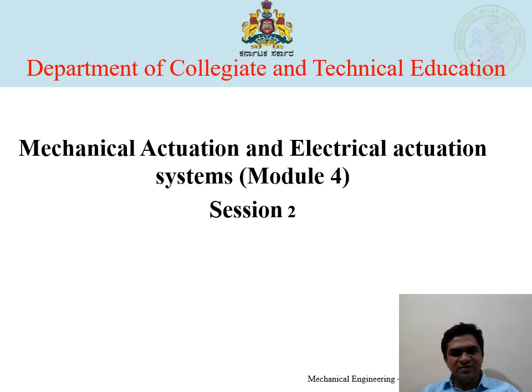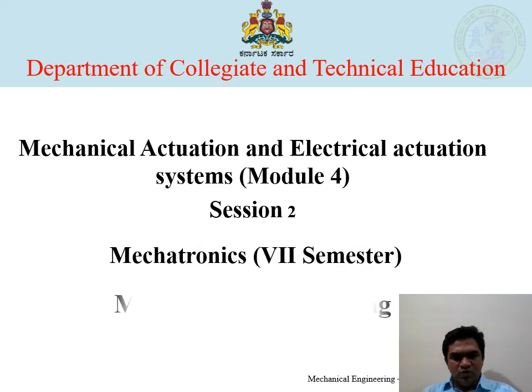We have different types of mechanical actuation systems and electrical actuation systems. In mechanical actuation systems, we have gears, cams, and belt drives, whereas in electrical actuation systems, we have drives, switches, solenoids, and electromechanical relays, motors, and its types.